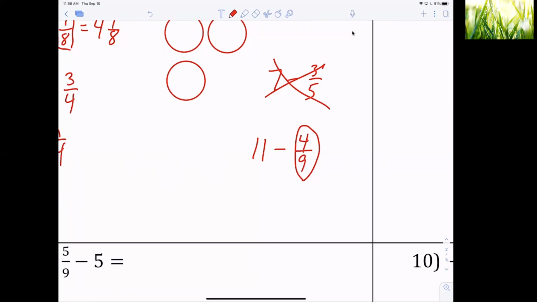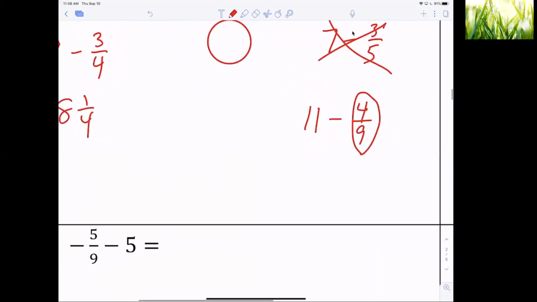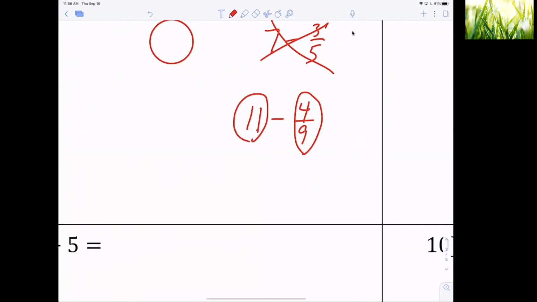Okay, so we're going to keep going until you get it. All right, so here we go. Look, there are 11 pizzas, right? Let's say we're going to have a pizza party.